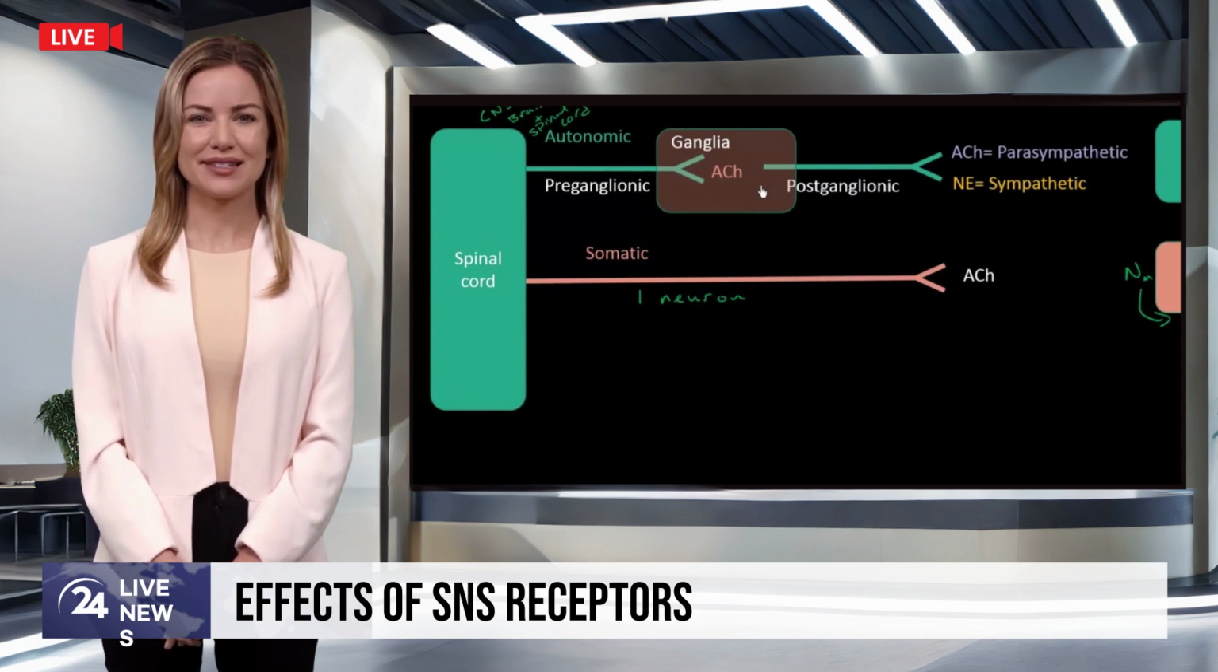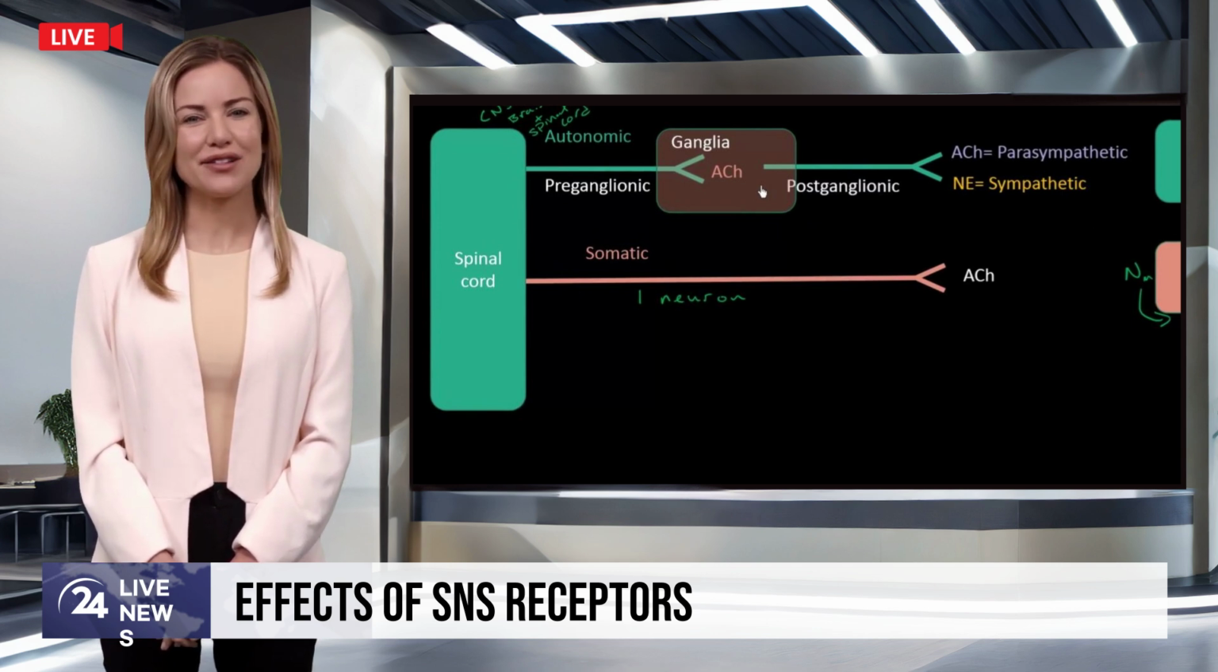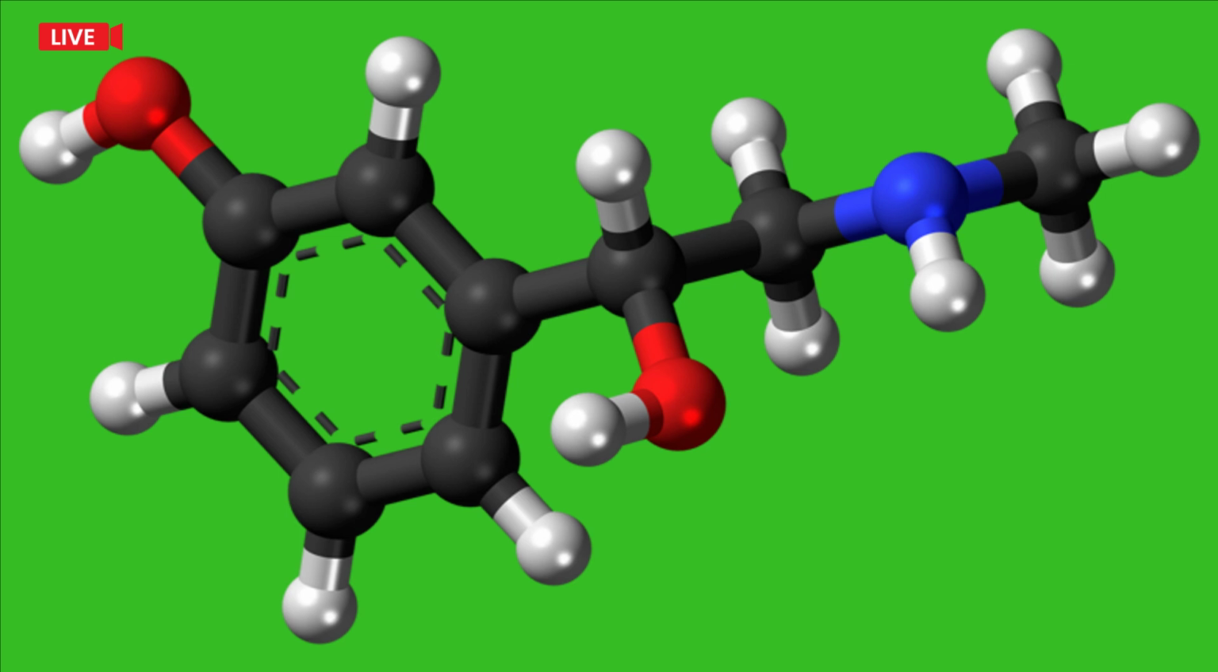Albuterol, a beta-2 agonist, is used in asthma for bronchodilation. Phenylephrine, an alpha-1 agonist, is used as a decongestant. Antagonist: propranolol, a non-selective beta blocker, is used in hypertension and anxiety. Prazosin, an alpha-1 blocker, is used in hypertension and BPH.